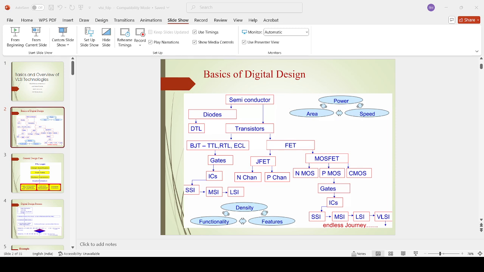Morning, students. Today we will discuss the first session in the VLSI subject, that is the basics of VLSI. In that, we will begin with the basics of digital system design.